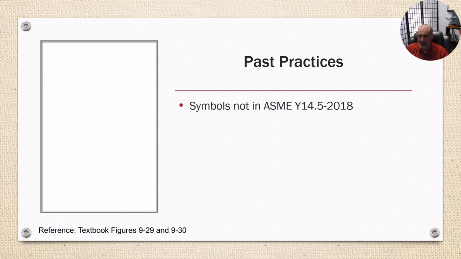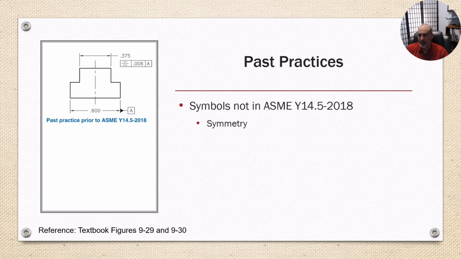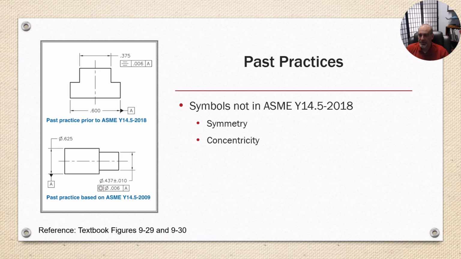Okay, past practices. These are symbols not used in ASME Y14.5-2018. They eliminated symmetry prior to 2018. So there used to be this symmetry symbol that was used. Now it's the relationship of the datum with the dimension line instead. And concentricity was eliminated before the 2009 version. So the use of position tolerances made both of these obsolete with the new interpretations.